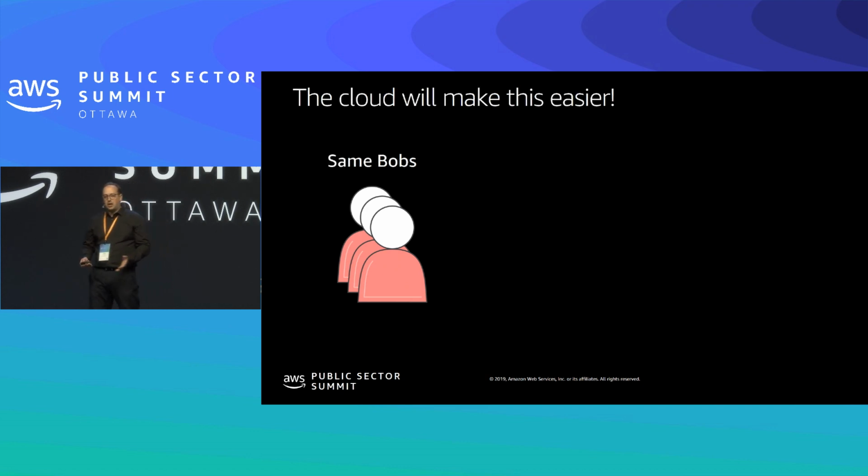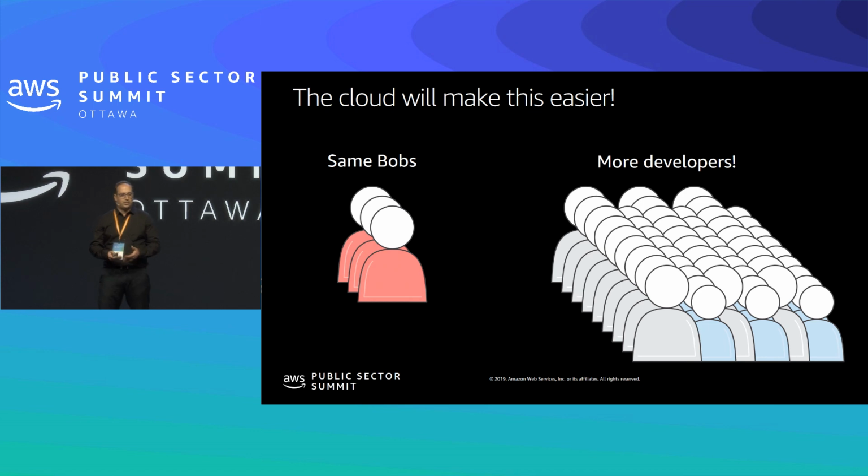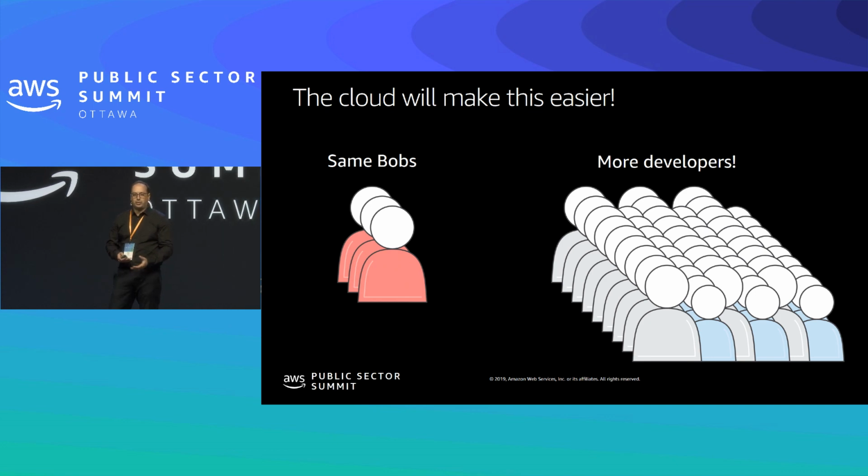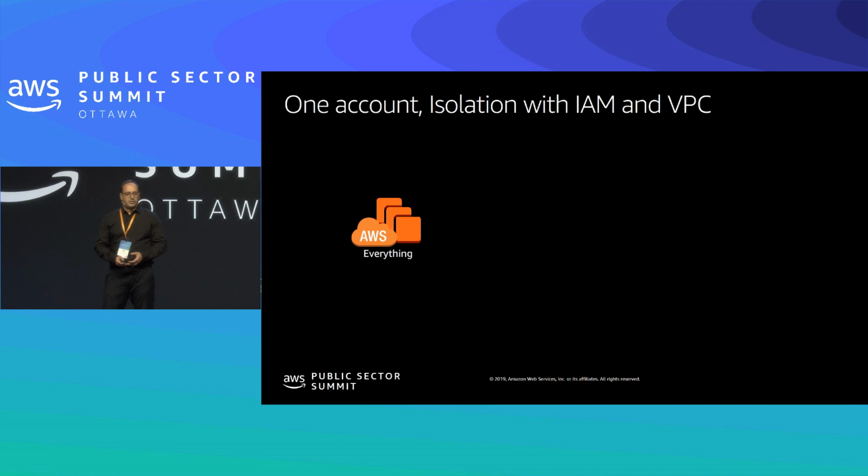Then along comes the cloud, and things will become easier. So people on Bob's team start learning about the cloud, and so do developers. But now Bob has to manage the work on both the on-prem world and in the cloud. So he starts off by creating one AWS account, and he puts everything in there. He's managing it for the developers, and the rest of his team are also managing it.